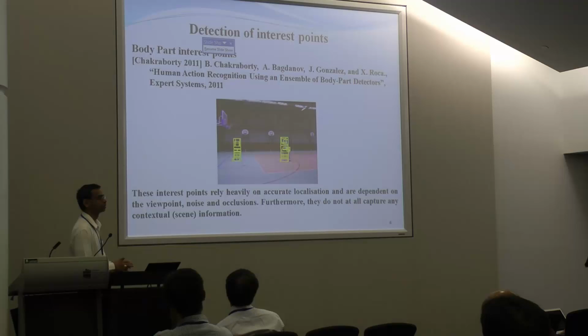That means you have detectors for head, legs, torso, and limbs. On each frame or some key frames, you detect those body parts, and using that information you can also detect the action. But this is useful only on a small scale. On a large scale, this is difficult because they do not capture any context at all.